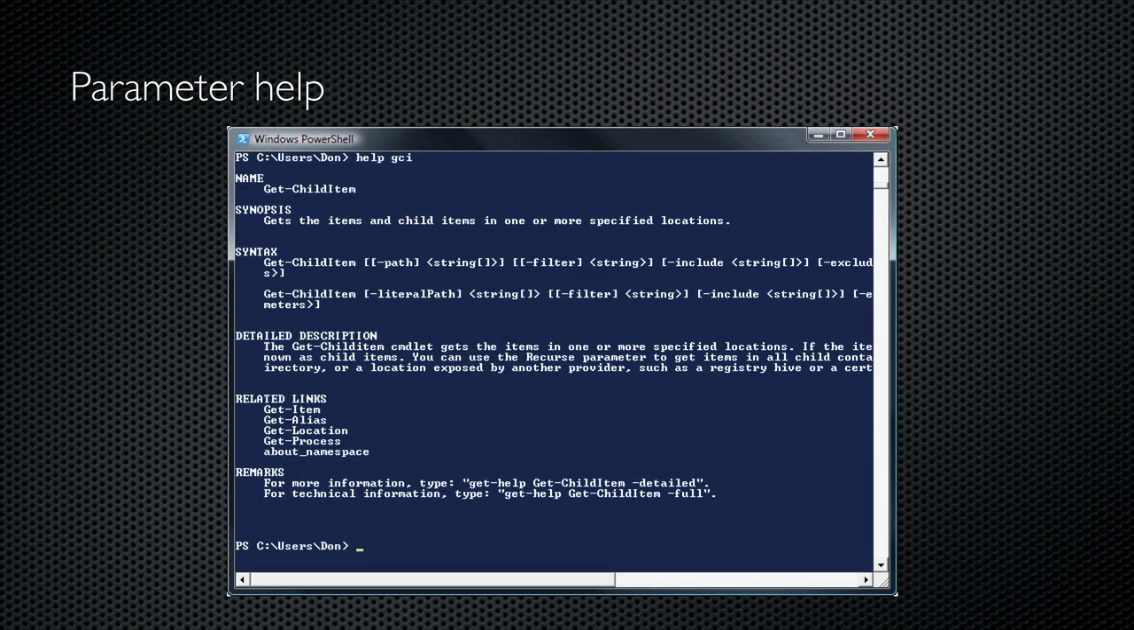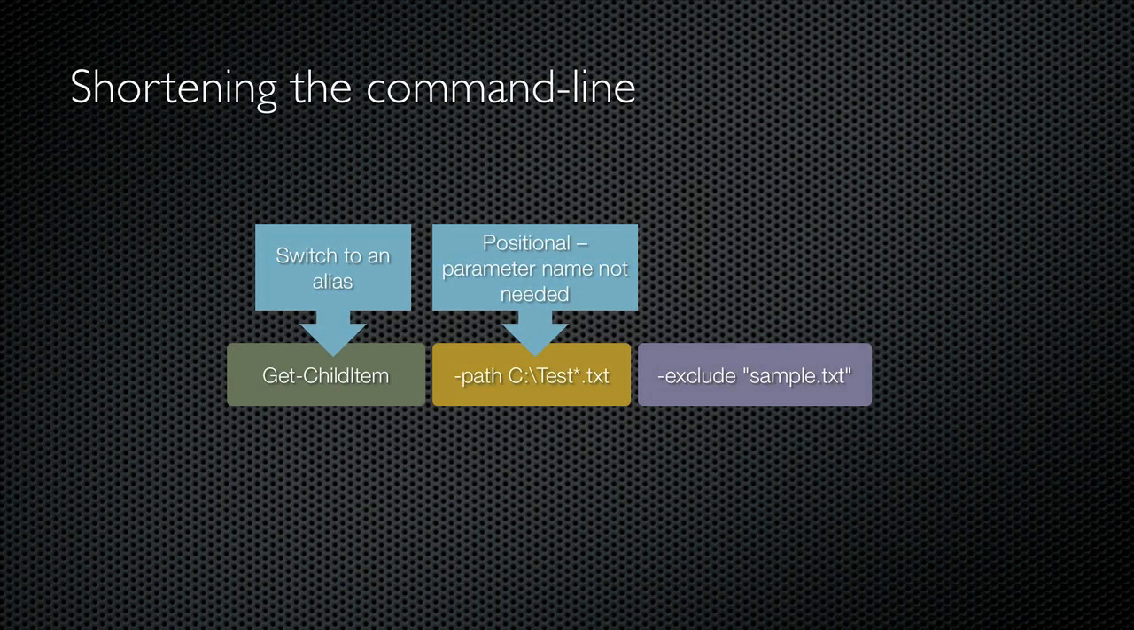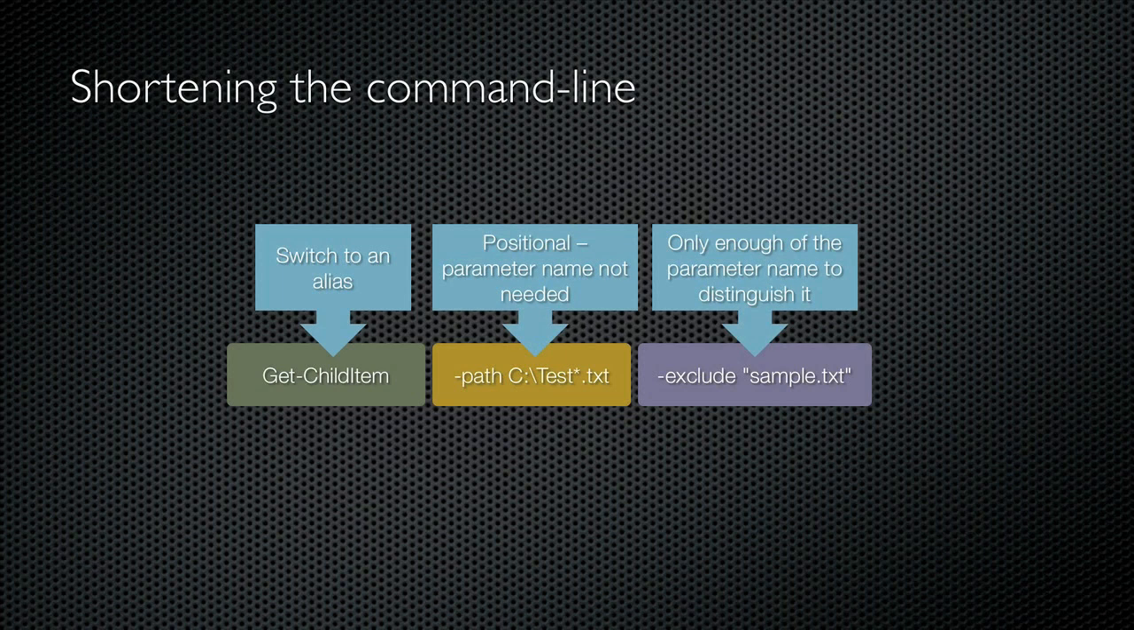Now look at the include parameter. The entire parameter is optional, but if you decide to use it, you have to provide a name. The parameter name isn't in square brackets by itself, so the parameter name isn't optional. If you do use it, you don't have to type include. Simply -i or -in might be enough to distinguish it from the rest of the parameters. In this way, we can really shorten the command line. Take this example. I can start by using an alias instead of the full cmdlet name. I don't need to specify the name for the positional parameter, and on the next parameter, I don't need to type the full parameter name.